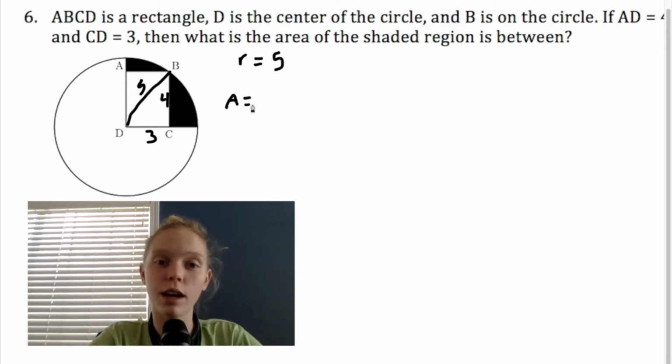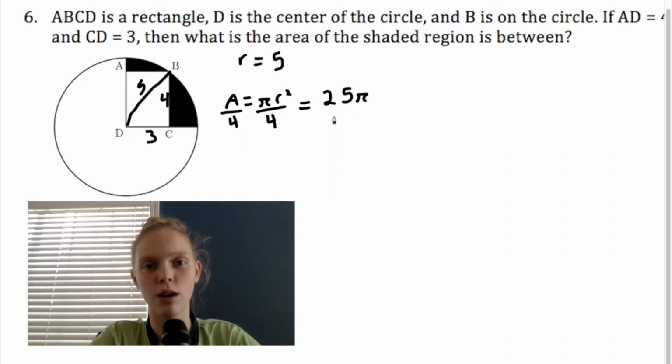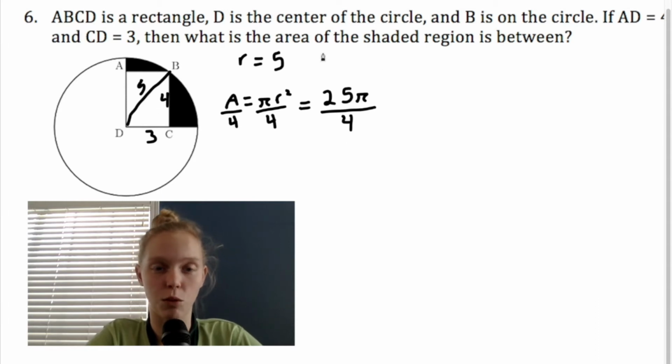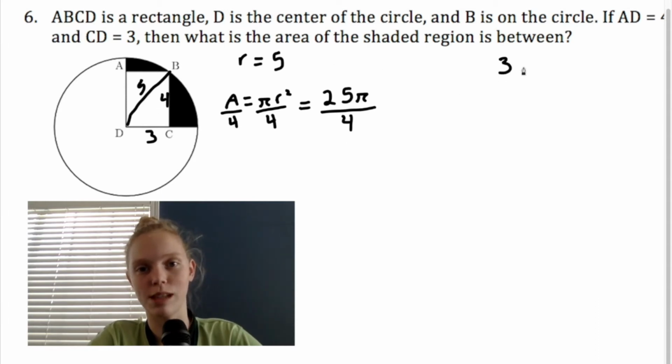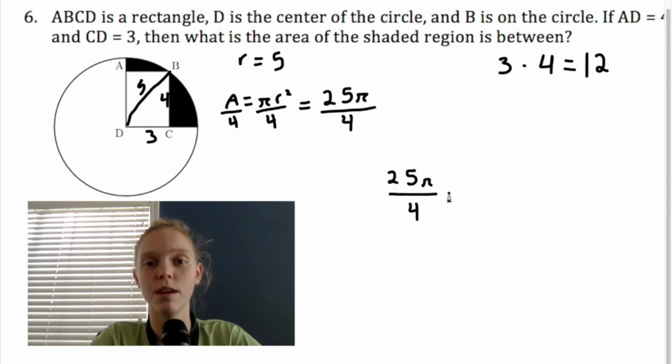We know that the area of a circle is equal to pi r squared. We only want 1/4 of that, so we're going to divide both of those by 4. Now because r is 5, we know that the area of that quarter of the circle is 25 pi over 4. Now we just have to subtract the area of the rectangle. So the area of the rectangle, as we said, is going to be 3 times 4, which is 12. So then we just have to subtract those two values. So we have 25 pi over 4 minus 12 is our answer.